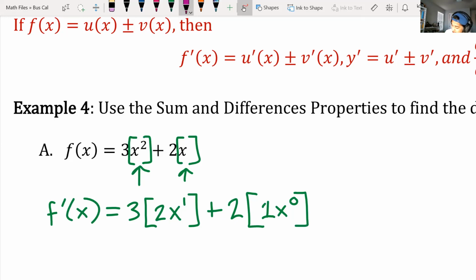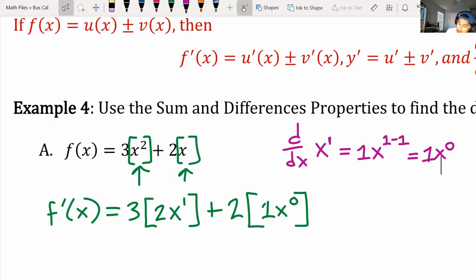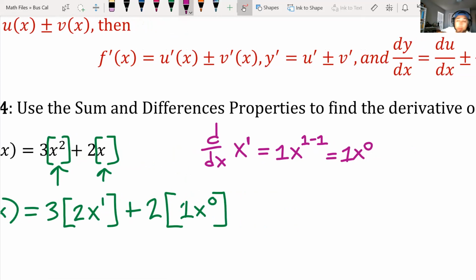Let's touch on that real fast. If I said d over dx of x, well, that is x to the first. If you took the derivative, that 1 would come down and you'd get x to the 1 minus 1, which is 1 times x to the 0th. And just like we said, anything to the 0th power is 1. So the derivative of x is just 1. So it'd be 1x to the 0th, which is just 1. Remember that anything to the 0th power is always 1. And 1 times 1 is 1.